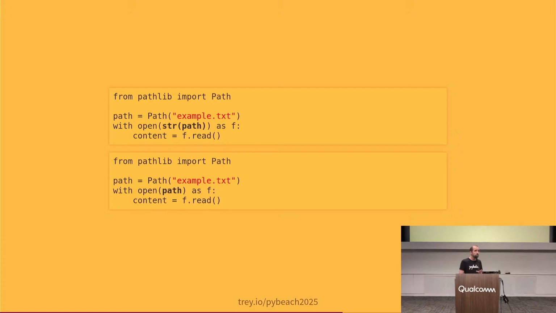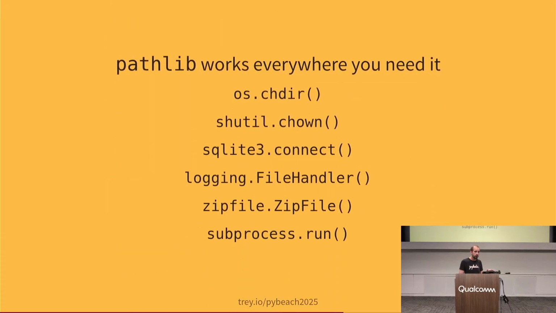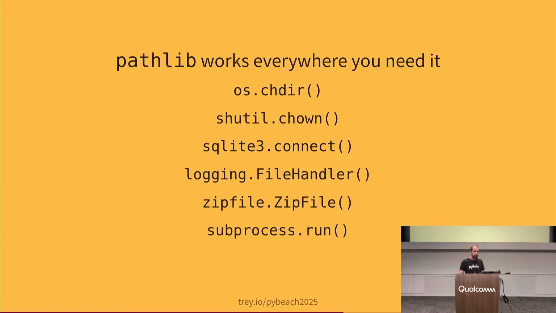In fact, pretty much every utility in Python that accepts a file path as a string will also accept a Path object. Whether you need to change directories, change the ownership of a file, connect to a SQLite database, log to a file, create a zip file, or run a subprocess, you could use pathlib.Path objects instead of using path strings. You don't need to convert Path objects back to strings. Every standard library function that should accept Path objects does. In fact, even standard library utilities which are specifically designed for path strings will also usually work with Path objects.